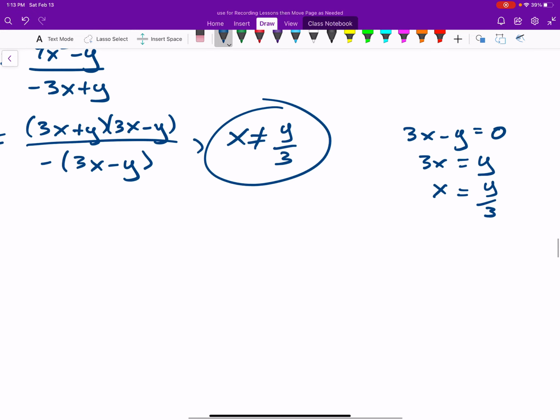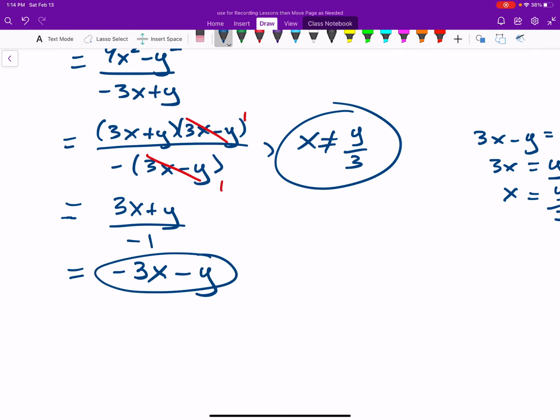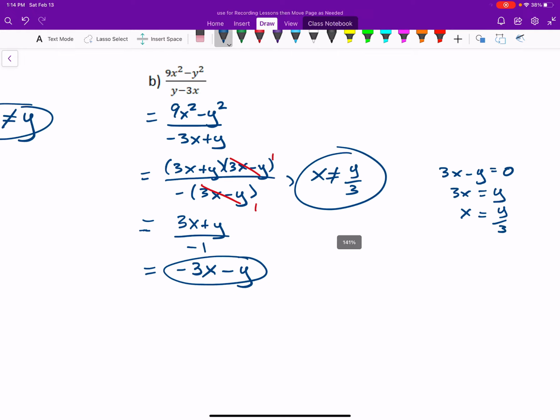So there's my restriction. And again, now that it's factored, and only now that it's factored, I can cross out one factor from the top and one factor from the bottom. That leaves me with 3x plus y times 1, or just 3x plus y on the top, and negative 1 on the bottom. Again, I wouldn't leave it like that. 3x plus y divided by -1 is just going to change all the signs. I could write it as -3x minus y when I divide both terms by -1.